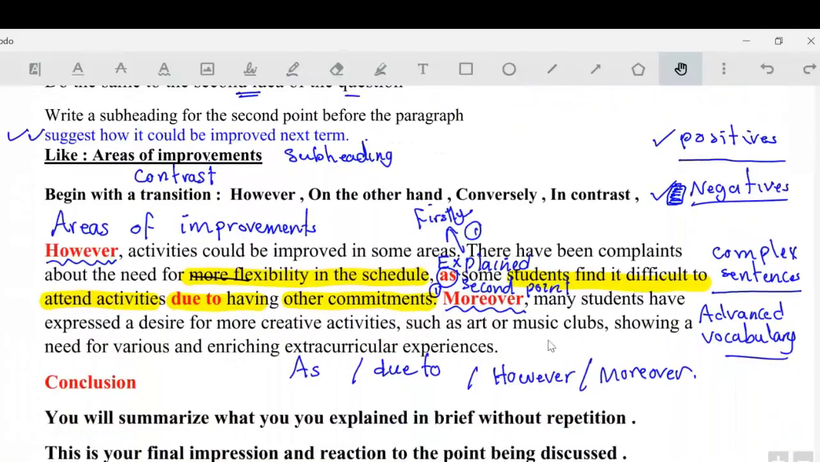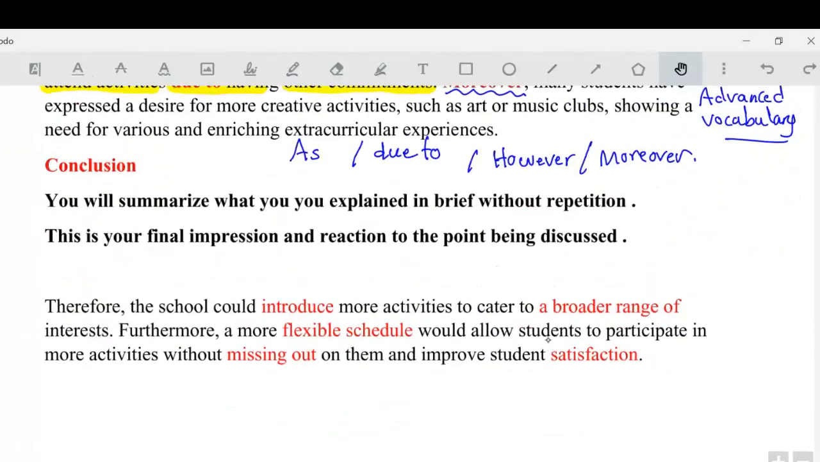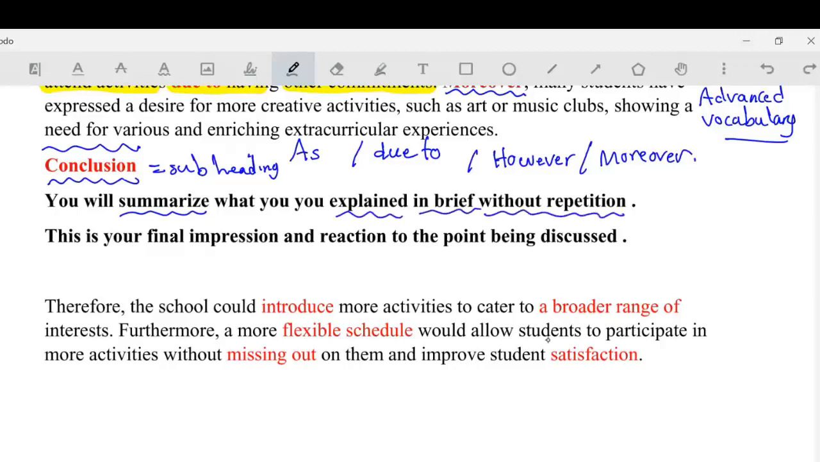Yes. All right, finally, now it's my conclusion. So write conclusion here as a subheading. This is my subheading for the final paragraph. What should I write in the conclusion? You will summarize what you explained in brief without repetition.